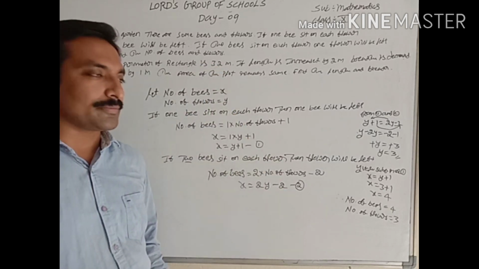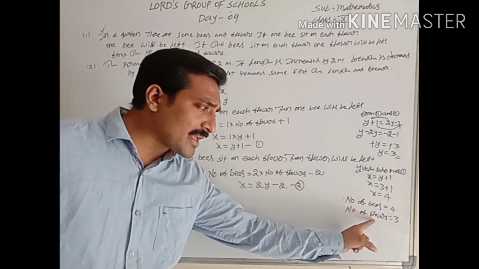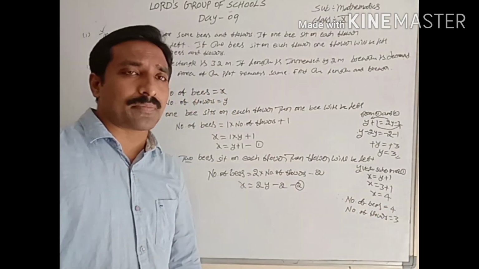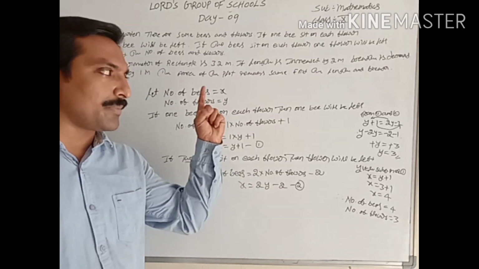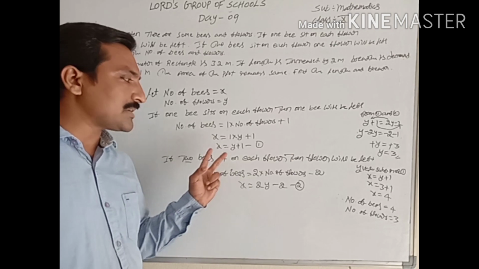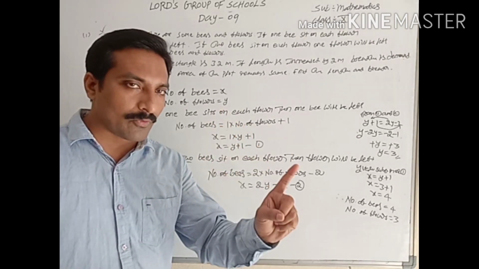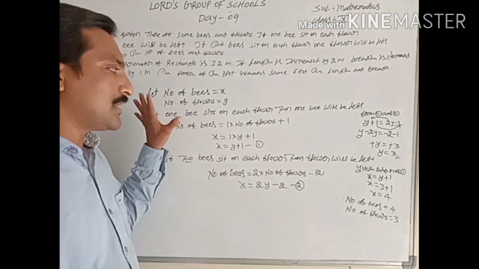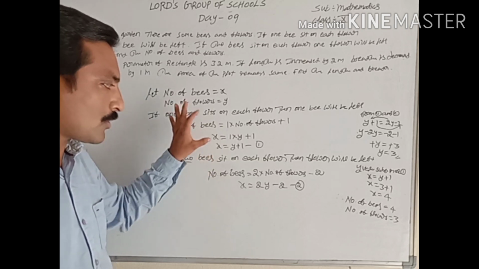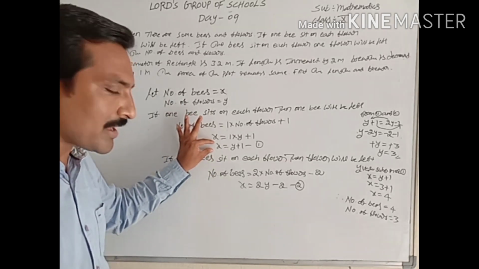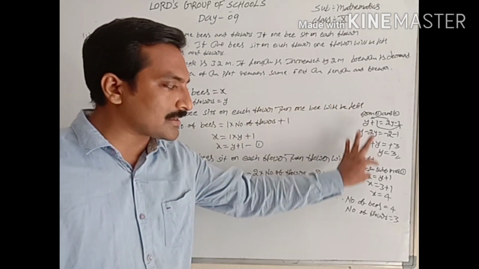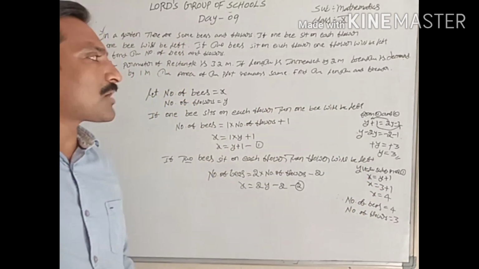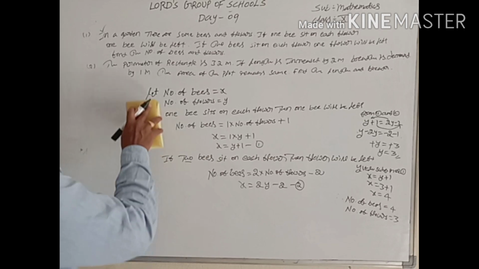So, this is the model. Means here 3 flowers are there, 4 bees are present. In this case, if 1 bee sits on each flower, 1 bee will be left. If 2 bees sit on each flower, 1 flower will be left. This is based on the conditions. You have to prepare the linear equation pair of 2 variables. When you solve the pair of linear equations, you get the proper values. Next, coming to the same.